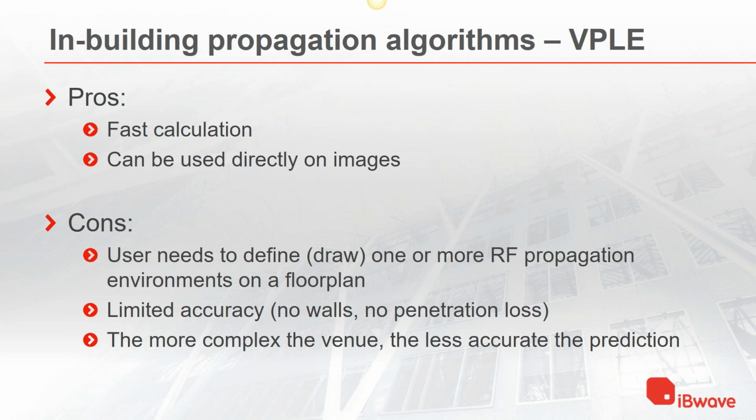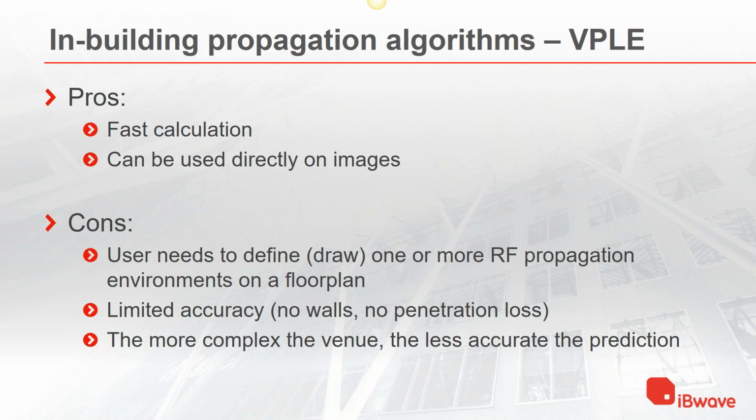So what are the pros and the cons? The pros is this is a direct path model, so that means fast calculation. And this can be used directly on images. You really do not have to draw walls around or anything of that kind, because you are assigning an RF propagation environment. And while you can assign a single RF propagation environment on any image, you can also assign multiple ones. It will just take you more time. And that is also a con, because the user needs to define one or more RF propagation environments, and defining more will increase the accuracy.